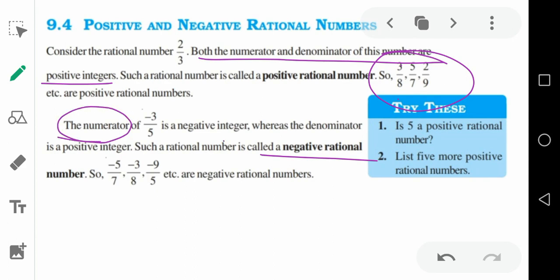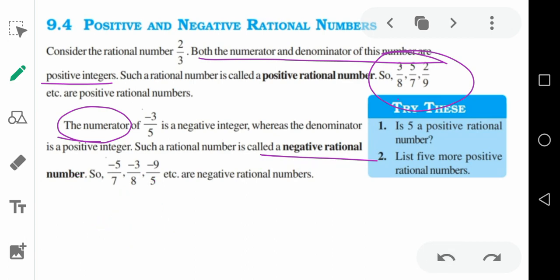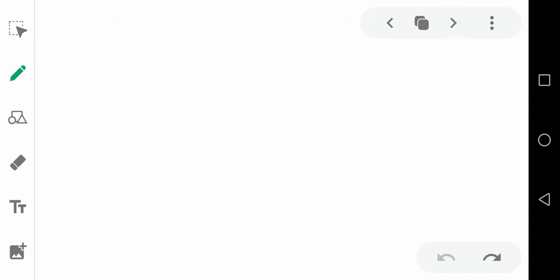Numerator should be negative. For example, they have given -3 by 5. What is the numerator here? -3. What is the denominator here? +5. So the numerator is negative and the denominator is positive. We can call them negative rational numbers. So here we have the examples: -5 by 7, -3 by 8, -9 by 5. You can write your own examples. Numerator should be negative, denominator should be positive. That is the only condition. Okay.